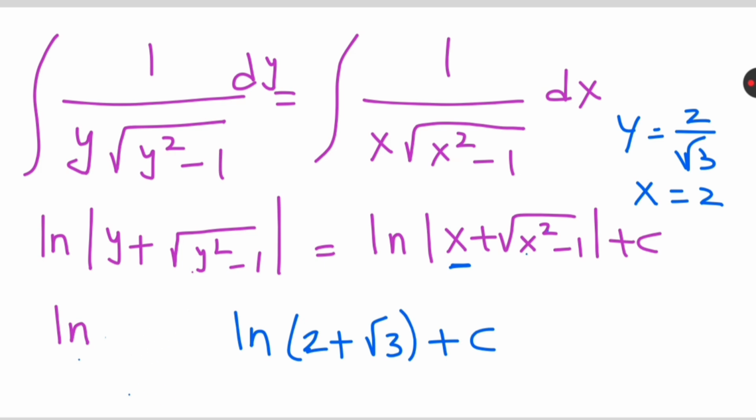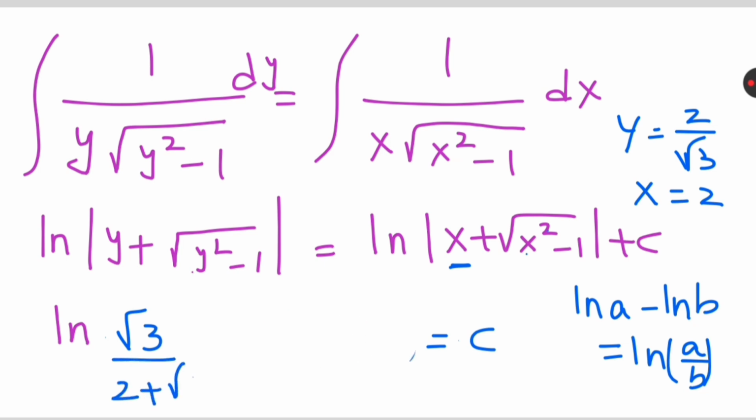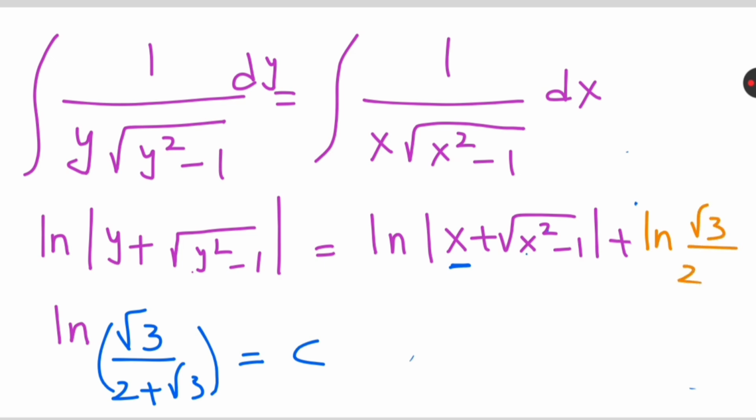So the left hand side turns into ln root 3, that is equal to ln of 2 plus root 3 plus c. This is a ln term and this is a ln term. Let's take it to one side. So if you take it to the left hand side, it becomes minus, so that is equal to your constant. Now the left hand side is in the form of ln of a minus ln of b. In subtraction form, we can write this as ln of a over b, isn't it? So we can write this as ln of root 3 over 2 plus root 3, that is equal to c. That means the constant value is ln of root 3 over 2 plus root 3. Instead of c, we need to substitute ln of root 3 over 2 plus root 3.